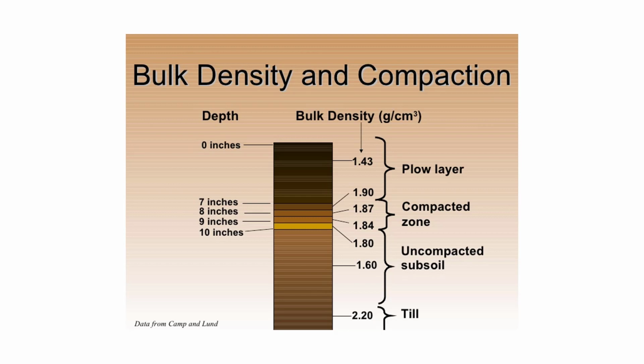So compaction and bulk density: you can see the plow layer is basically the upper layer of the soil, usually turned under in plowing. And then just under that, you're going to see the compacted zone. Look how high those numbers are. Of course, till, that's glacial till way at the bottom there, that's pretty high, but that's super high for the compacted zone.